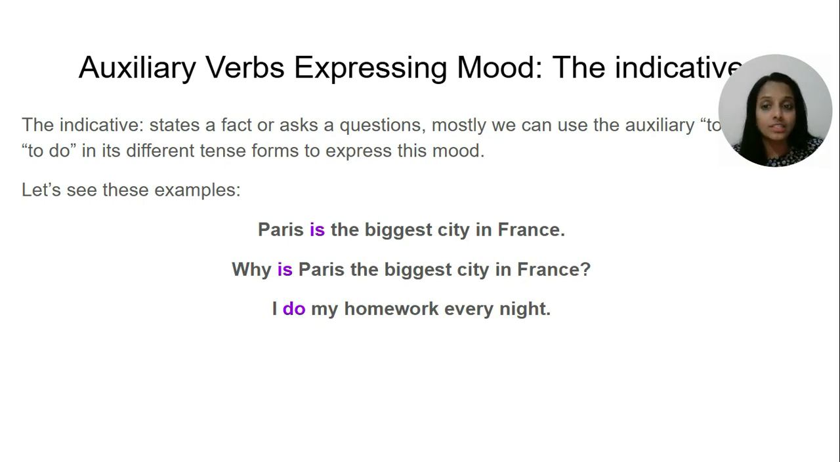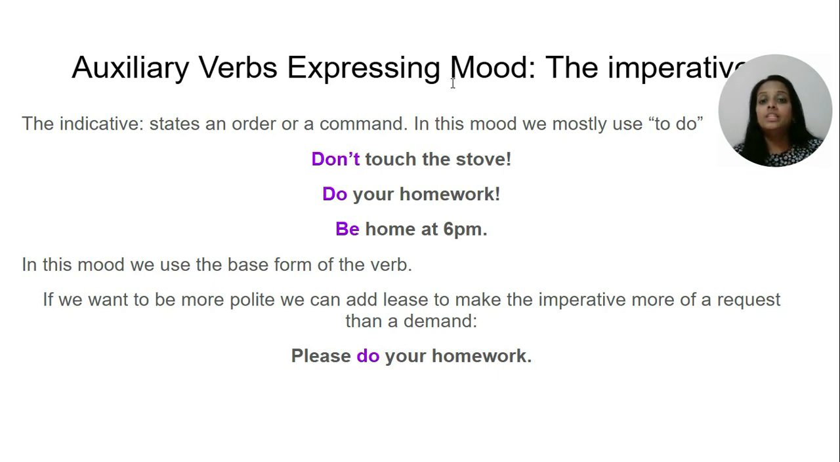And the next one is the imperative mood. This one is all about giving orders or commands. So, if you want to tell someone to do something, you are likely using the imperative mood. In this mood, we use the auxiliary verb to do, but there is no subject because the subject is always implied. It's you. Here are some examples. Don't touch the stove. Do your homework. Be home at 6 p.m.